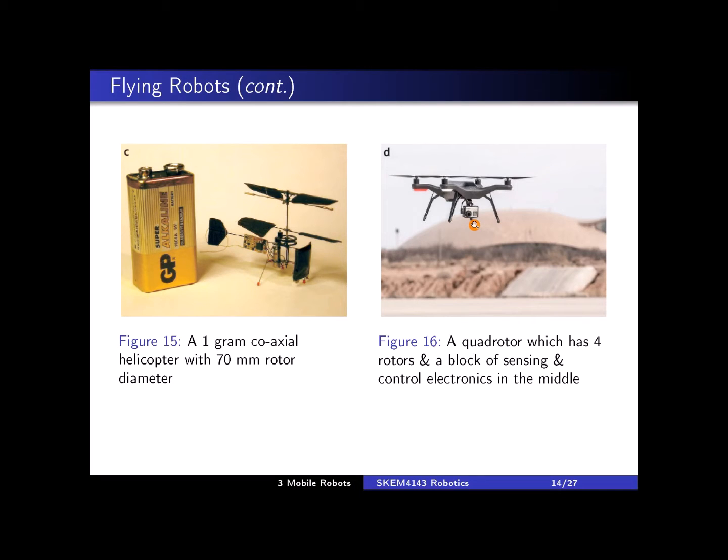And this is a quadrotor which has 4 rotors and a block of sensing and control electronics in the middle. So this is a quadrotor because it has 1, 2, 3, 4 propellers. And this too is a rotorcraft UAV. And one of the clear advantages of rotorcraft UAV is that it can vertically take off and land. Additionally, it can hover at a constant position.